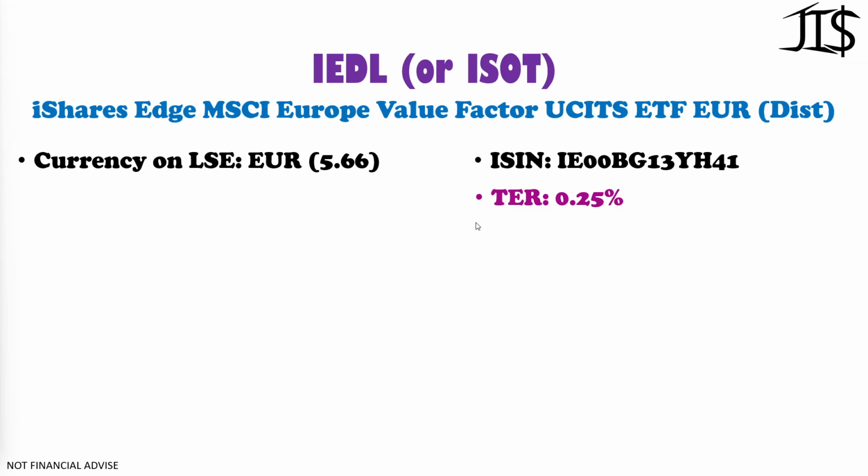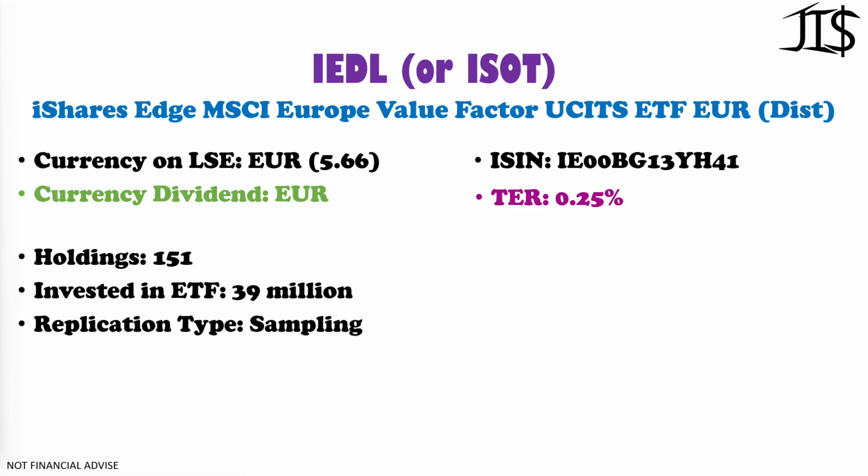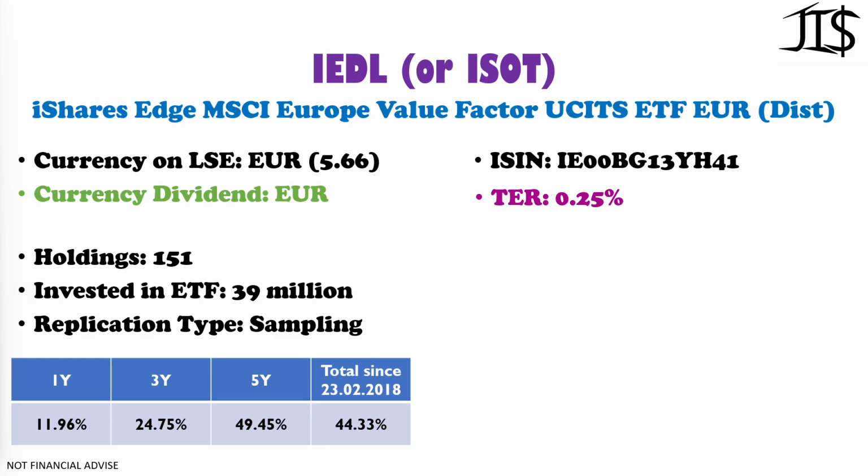This one you can buy for 5.66 euros on the London Stock Exchange, so not quite the devil number here, but the first six is exchanged by a 5 here. It's by accident, of course, because the price went up a bit on last Friday, and that was on the 21st of June of 2024, if you are wondering and watching this video later on. The dividend is also being paid out in euro. There are 151 holdings in this ETF, 39 million invested into it, and also a sampling ETF just like the first one.